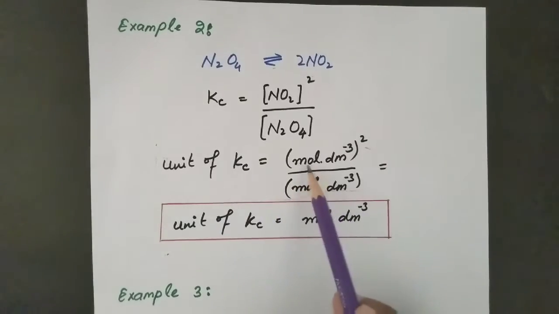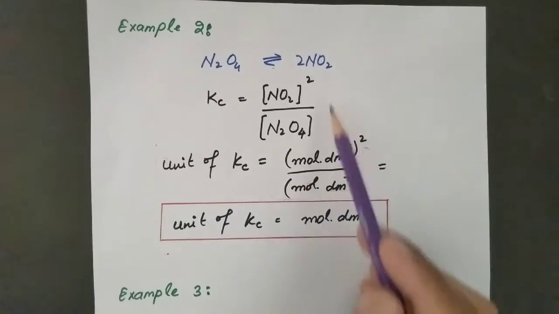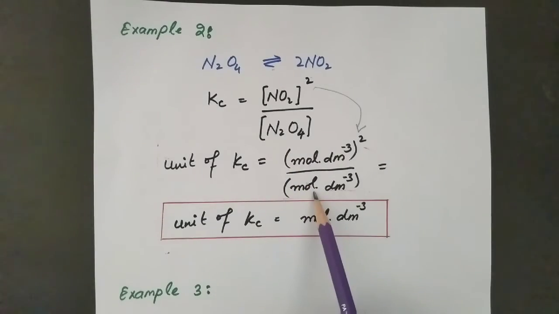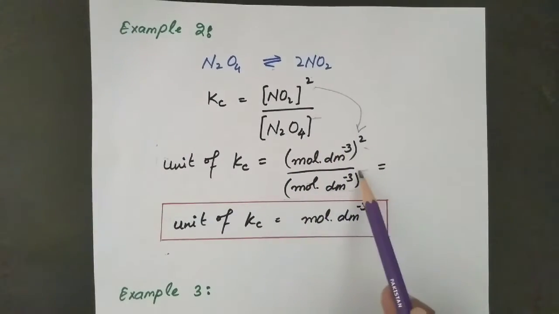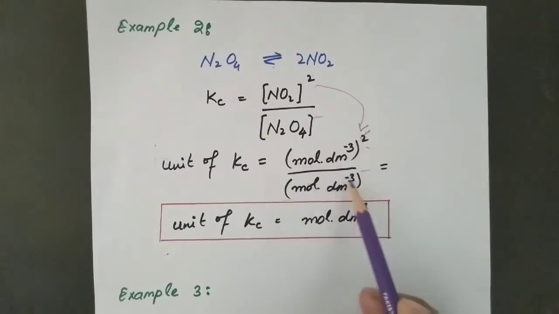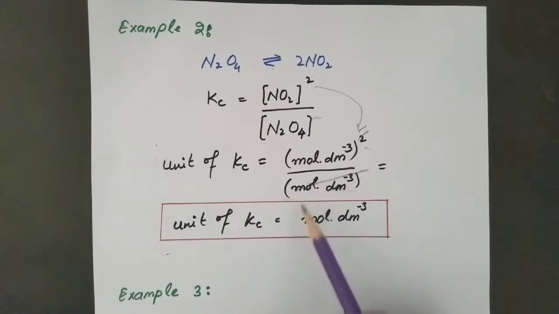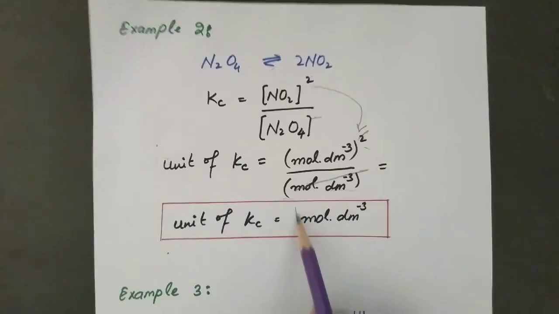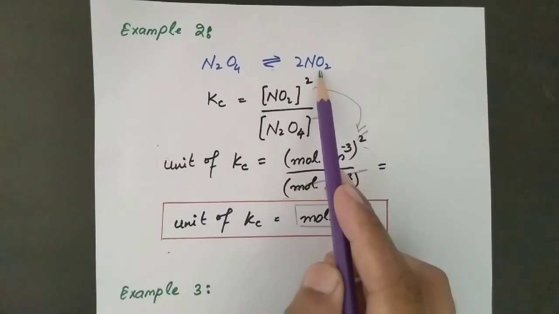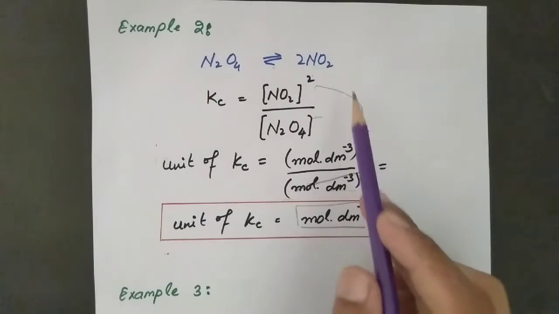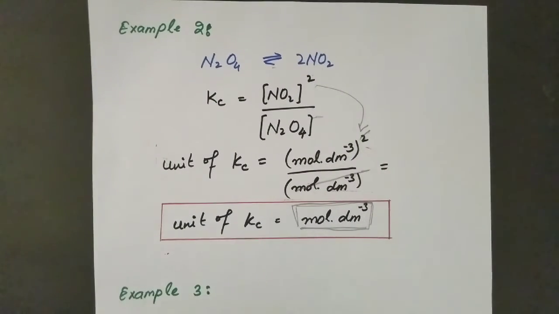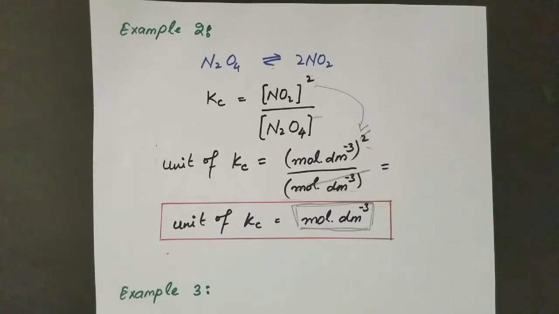So the unit of Kc is equal to (mole per decimeter cube) squared from the expression, over mole per decimeter cube. There is no power here, so we are not writing anything. The square will cancel out with the denominator. What is left behind is mole per decimeter cube. So whenever you write the Kc value for this particular reaction, you are supposed to write this unit with it. Okay? Example number 3.